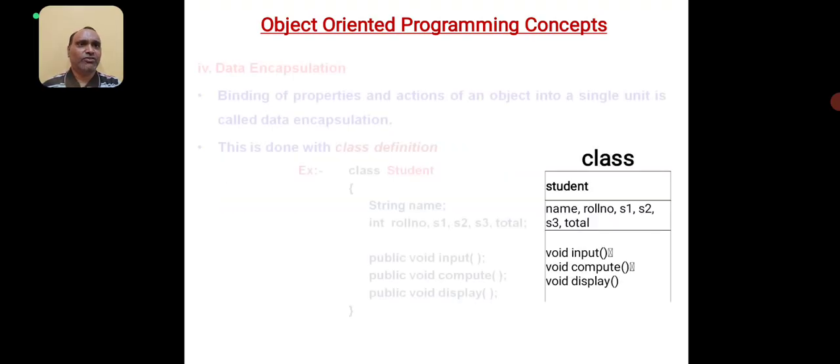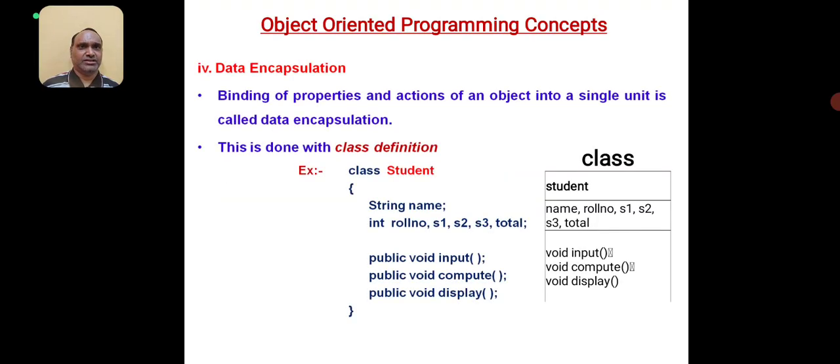And what is data encapsulation? Data encapsulation is nothing but combining the properties of an object and its associated actions. Properties means attributes and actions means methods. So combining data and methods together as a single package, as a single unit, is called encapsulation. Encapsulation means packing. What are we packing here? The data and its associated methods. We are packing them into one unit, and that unit we call a class.